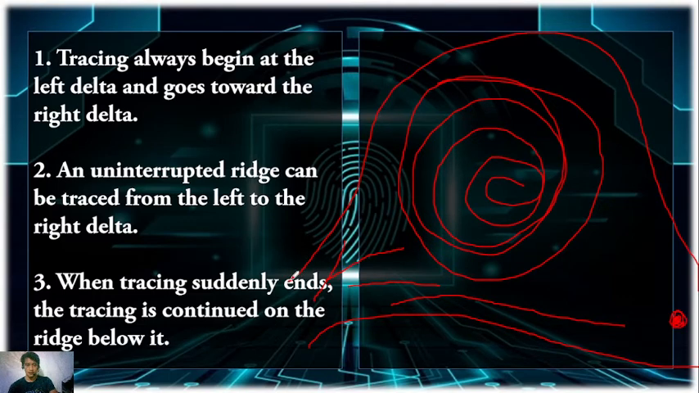Okay, so as we can see, this is the innermost ridge that covers the pattern area. With that we can say that these are the type lines and these are the diverging ridges. So we have here the point of divergence. We can choose this bifurcation as our delta. Okay, so this is our delta, right delta, left delta.